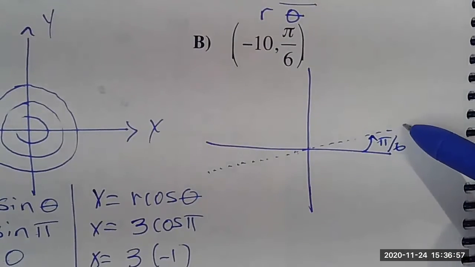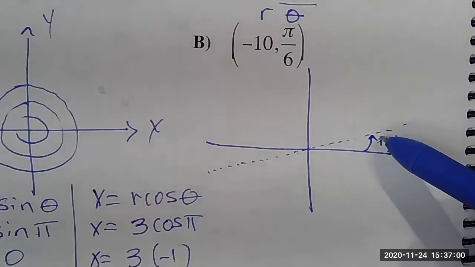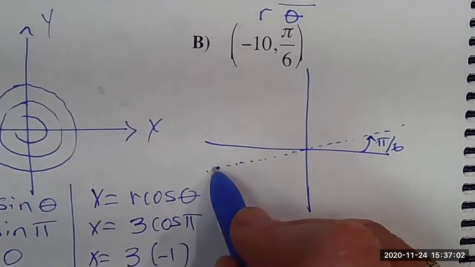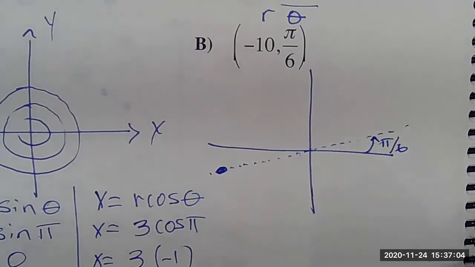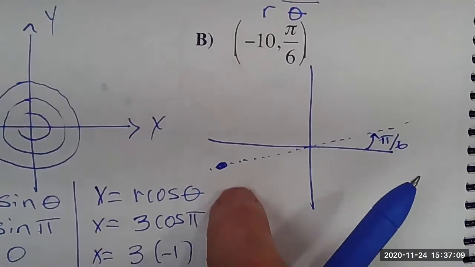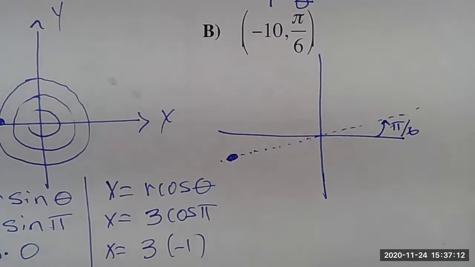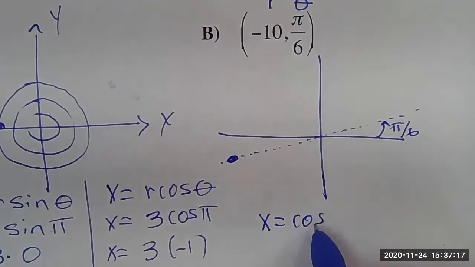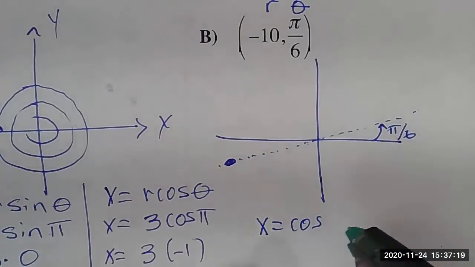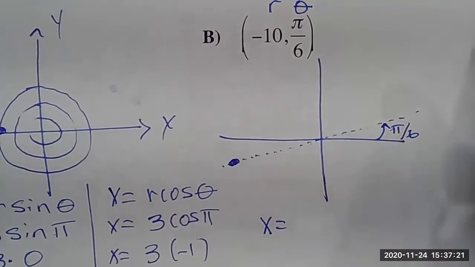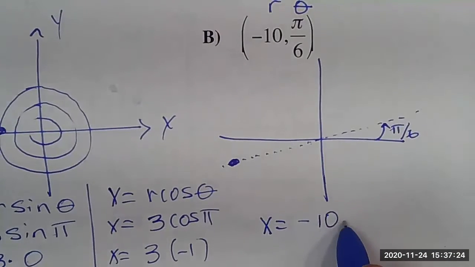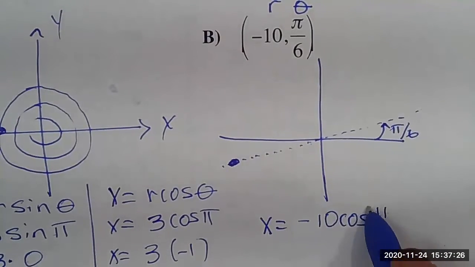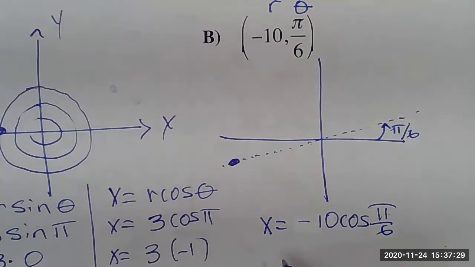So instead of putting a dot out here at 10, you're going to go across over here and put a dot at 10 in that quadrant, because the negative in front of the 10 throws it over there. And that ordered pair is what you're trying to find. So all you need to do is say x is equal to r cosine theta, -10, excuse me, cosine of pi over 6. Cosine of pi over 6 is √3/2.